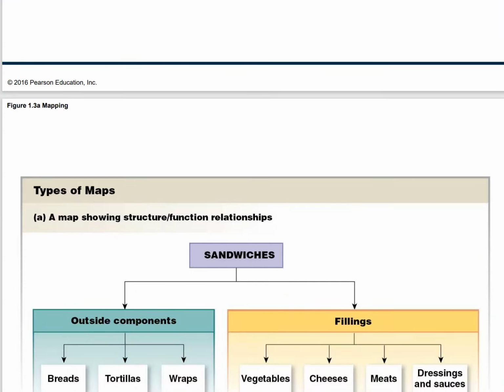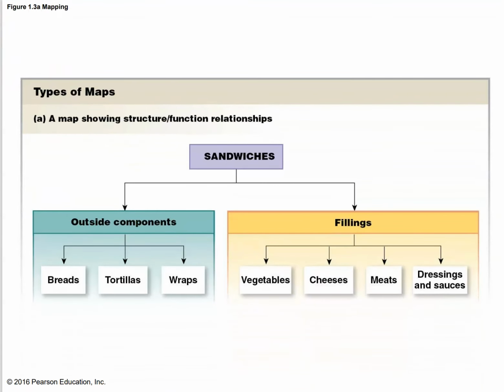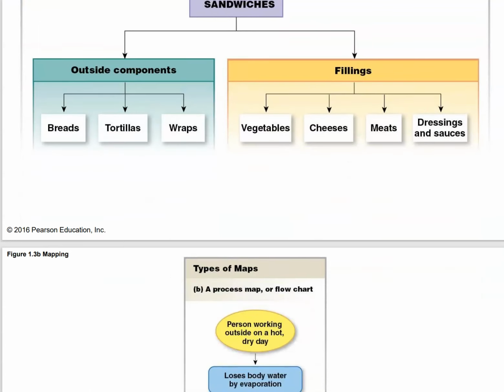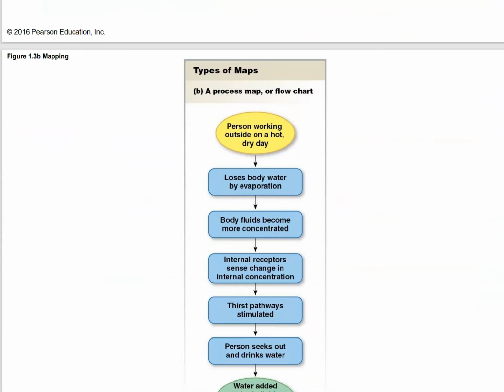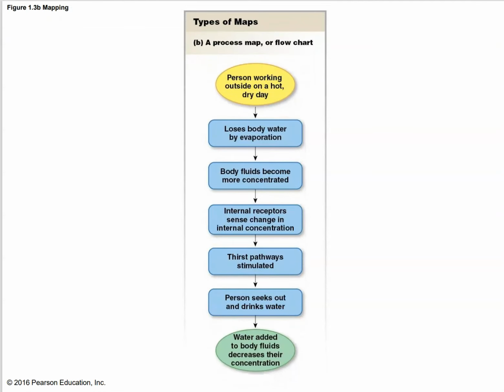So here's an example. It's a silly example of a flow chart. It doesn't really matter what the content is here. It's just the idea of how these flow charts are organized. So you can take a look at that here. Another flow chart there. This one is more relevant to physiology.